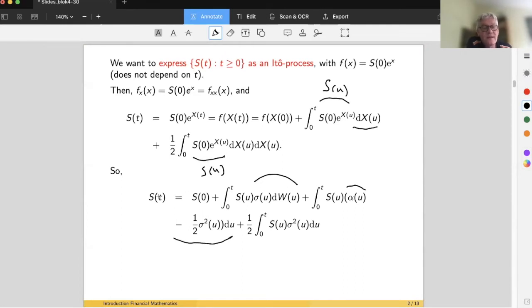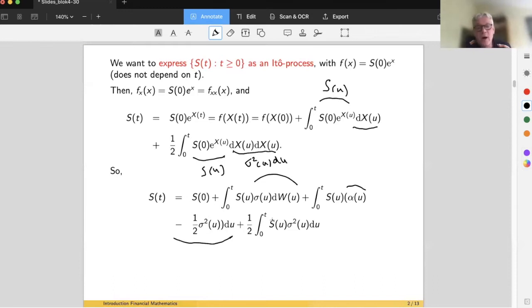And therefore we can write S_t is S0 plus the integral from 0 to t S_u, and then we substitute for dX sigma_u dW_u here, plus the integral from 0 to t S_u times the other part, alpha_u minus 1/2 sigma squared_u du. And then again, remember that dX_u dX_u, this differential form, is in fact equal to sigma squared_u du. We have also seen that in the previous video. So we add to this part here plus 1/2 the integral from 0 to t S_u sigma squared_u du.